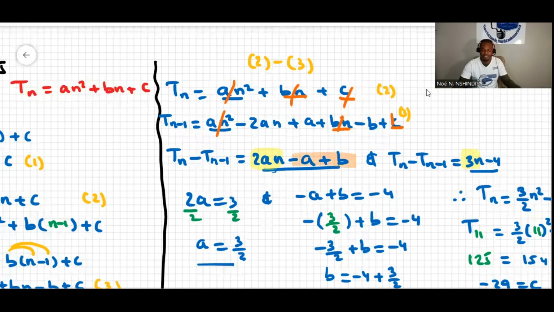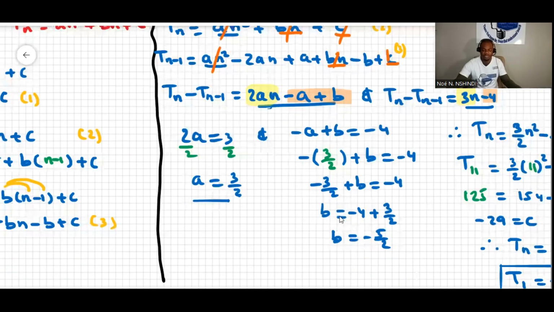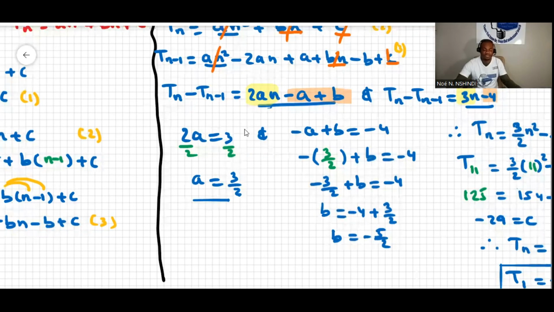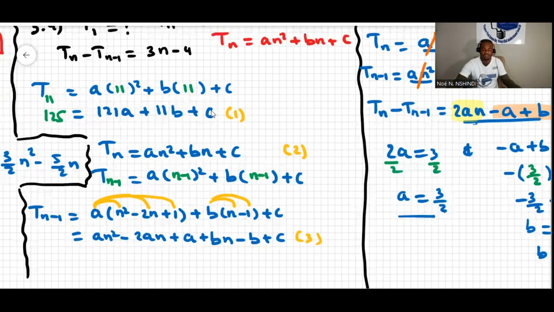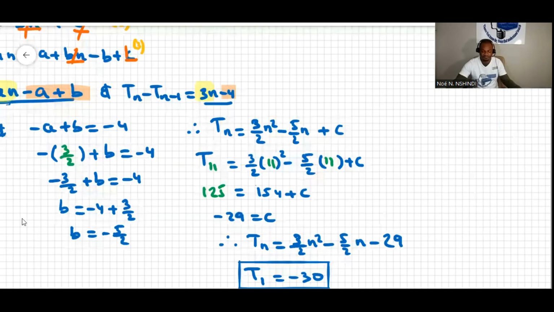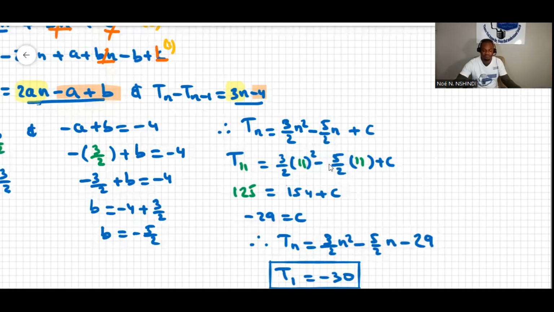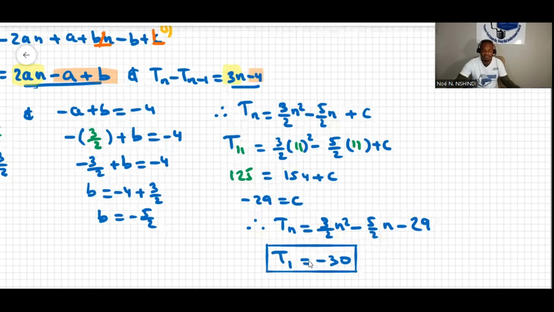So negative a plus b equal to negative 4. So we equate also these two. Then we work out the value of a, and then it helps us find the value of b. Now that we have a and b, we can substitute in equation 1 in order to find c. Now I substitute over there in equation 1, and then we got the value of c, which is negative 29. Then we can write the quadratic equation, and then we can find T1 if we sub in the value of 1 here, wherever we have n, and then we get T1 equal to negative 30. Thank you.